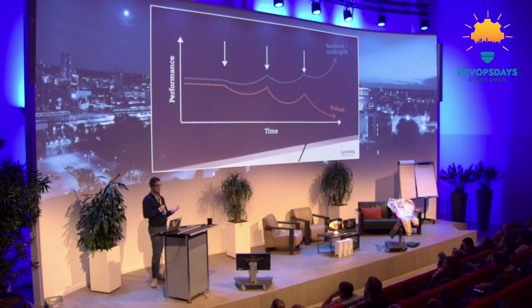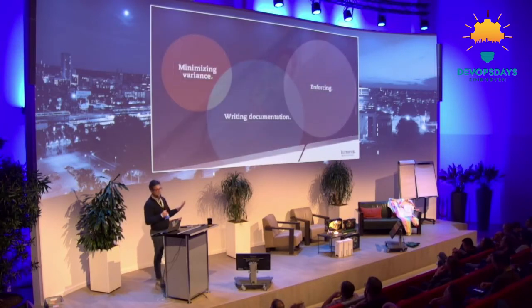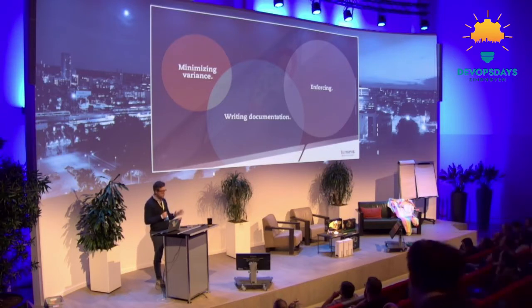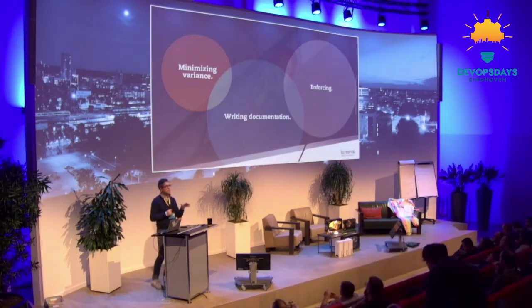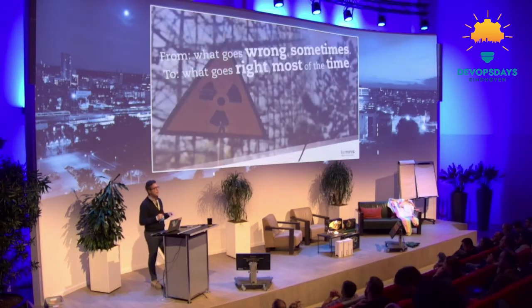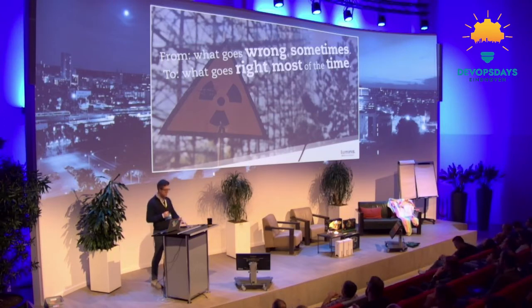So what do you need to do then? Do you need to minimize variance, write documentation, enforce stuff? Yes, but that's still robustness thinking. To get a resilient system, you need to do more. You need to shift focusing on the things that can go wrong and try to fix them in advance, and shift your thinking to making sure your system does better over time, create more success every day.